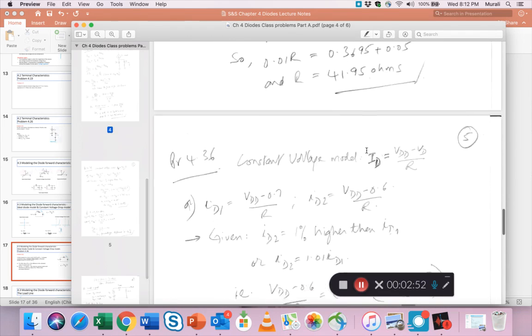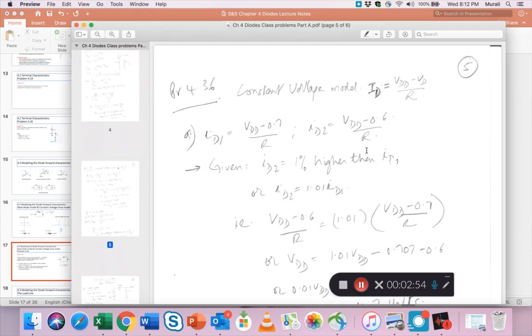So 4.36 is on page 5 of my PDF, so I'm on top of that page. So we are using the constant voltage model because that's what the engineer is trying to do in the problem. Okay, so we know the constant voltage model, you have to do ID equals VDD minus VD by R. So he's struggling with two values, 0.6 or 0.7. So substituting those two values, we can set up two different equations for the current, ID1 and ID2.